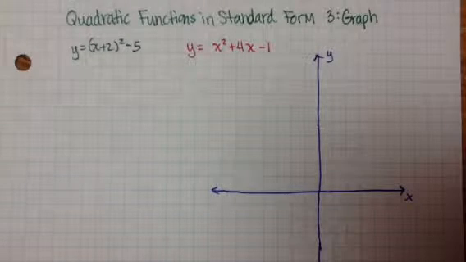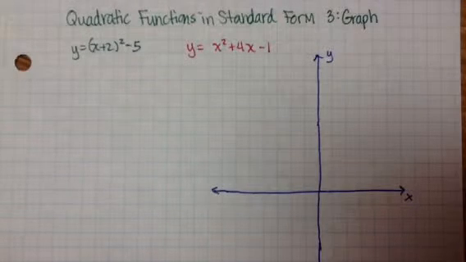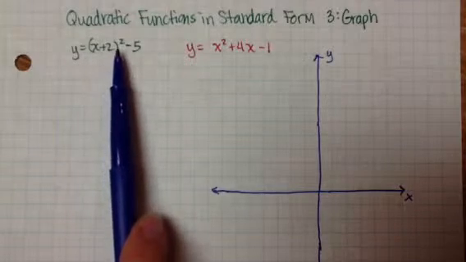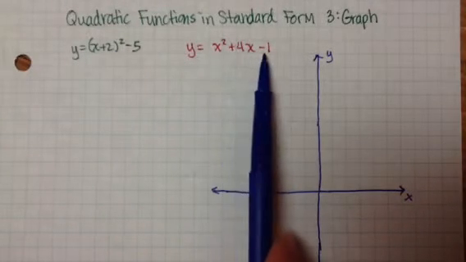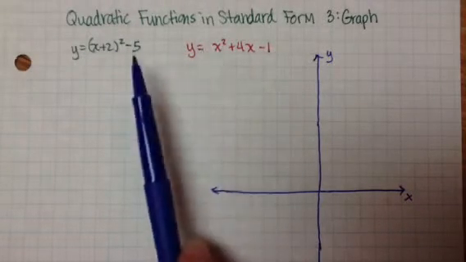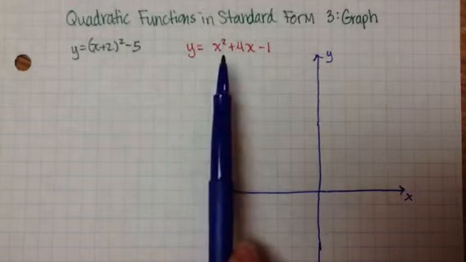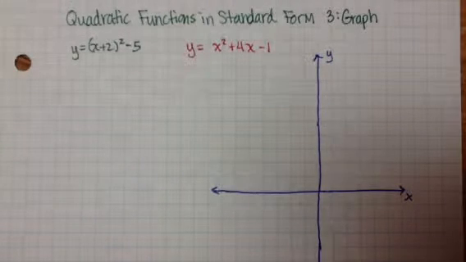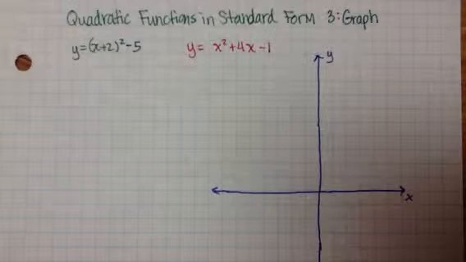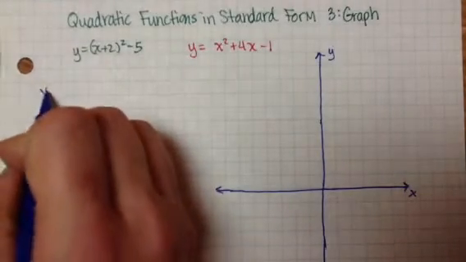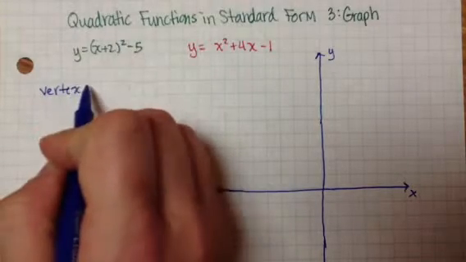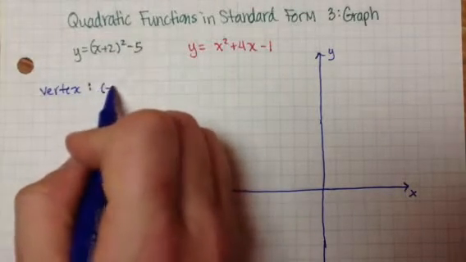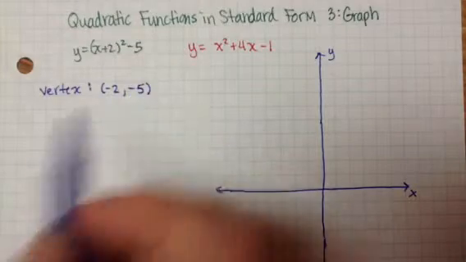The last couple of sessions we've been working with these two functions, (x plus 2) squared equals 5 and x squared plus 4x minus 1. We've determined that they are both the same function, and we've already found the vertex, x and y intercepts for this function. So let's just write down our information.